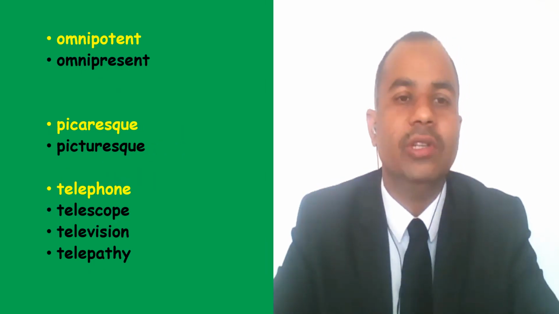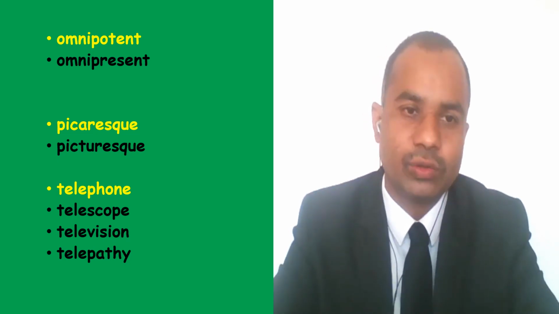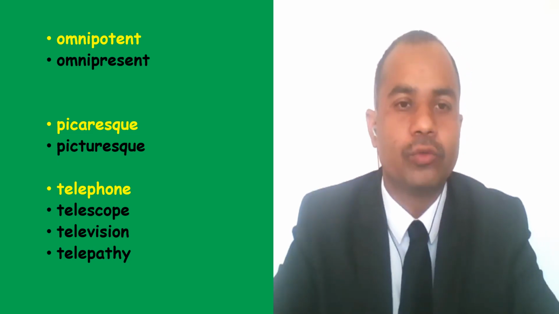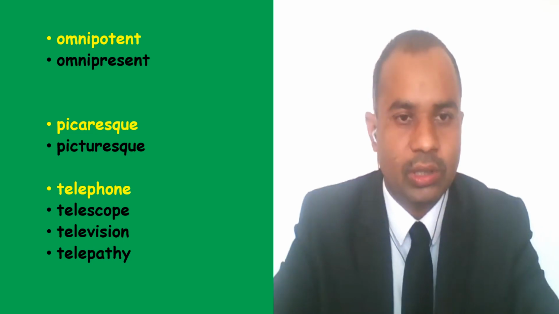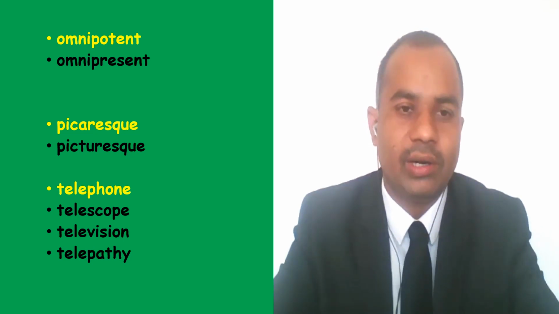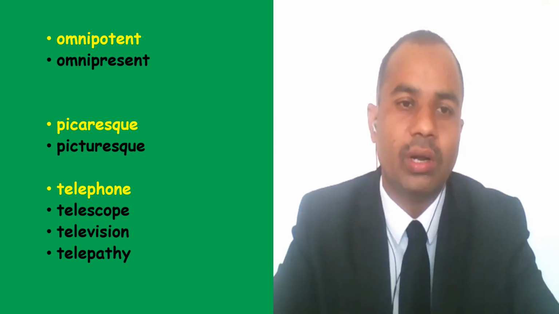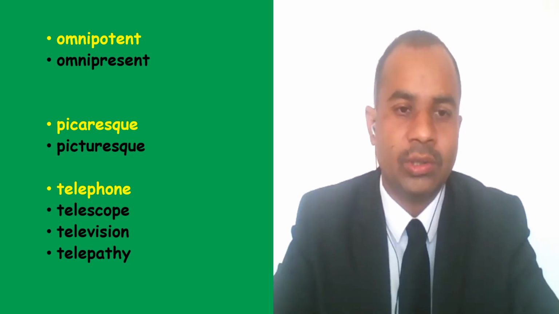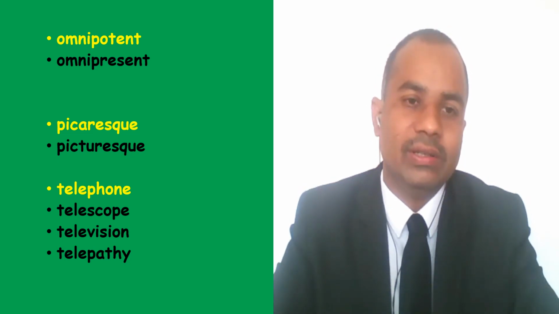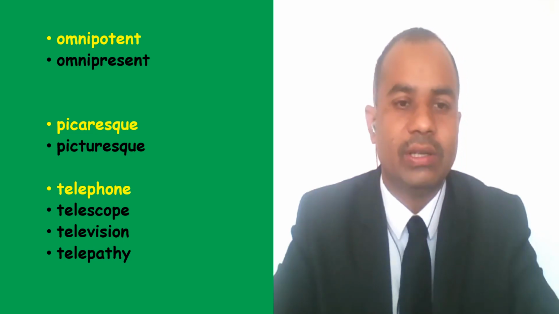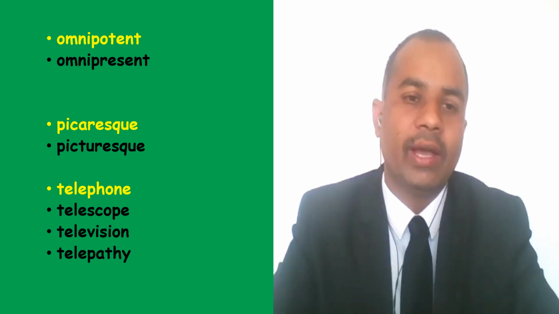Then we have omni: omnipotent, omnipresent, omniscient, and like that. So omni is all. Omnipotent is having all power, and omnipresent is present everywhere. Omni is a prefix, and in picaresque and picturesque we have esque as a suffix.